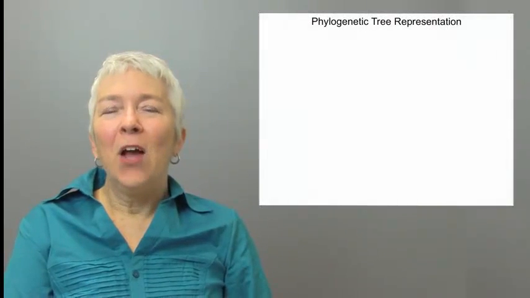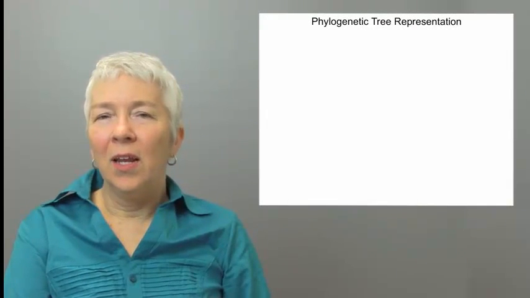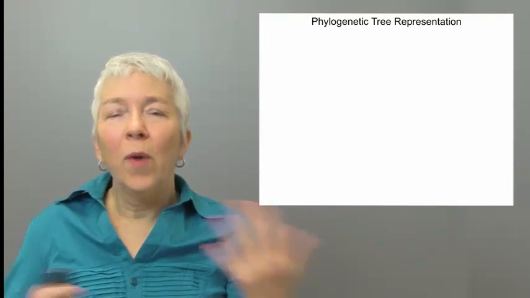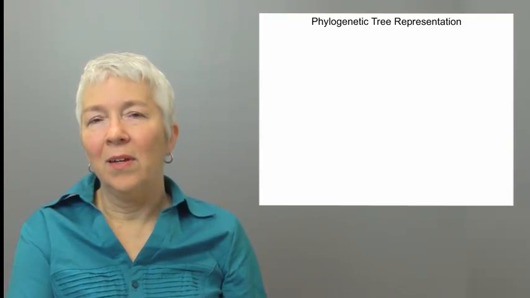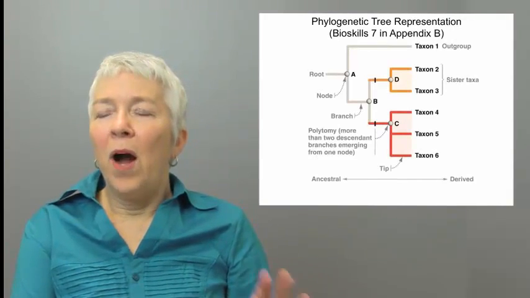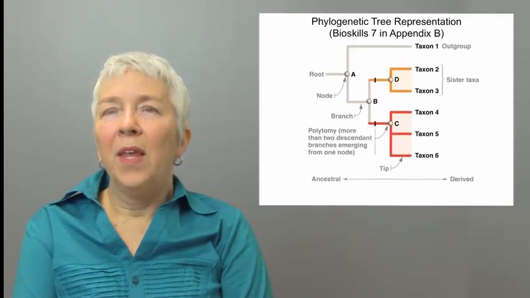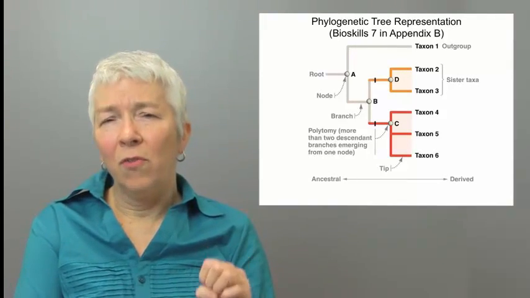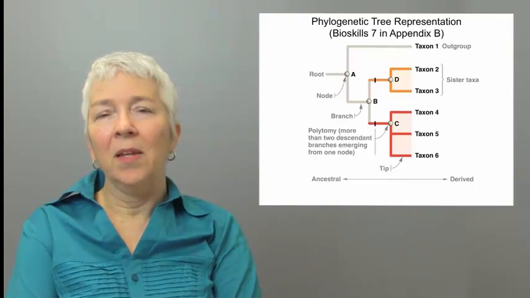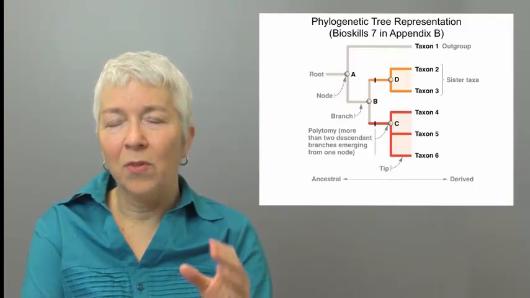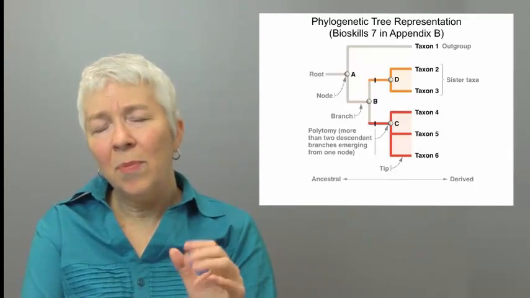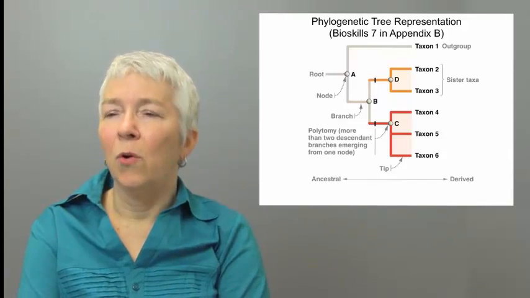Now let's consider phylogenetic tree representation in a little bit more detail. We'll be using phylogenetic tree representation throughout the entire quarter as we talk about different groups of organisms. So I highly recommend, if phylogenetic tree representations are unfamiliar to you, that you spend some time going through BioSkills 7 in Appendix B at the back of your textbook. There's a very nice introduction to phylogenetic tree representation. I'll spend a little time going through some of the main points right now.